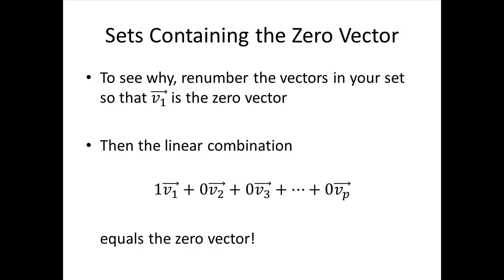And for every other piece of that linear combination, we have 0 times some vector, and that will also be the 0 vector. So that linear combination that you see here is just a bunch of 0 vectors all added together, and that will equal the 0 vector. But it's a non-trivial linear combination. Not all of the coefficients are 0, and that means that our set of vectors is linearly dependent.